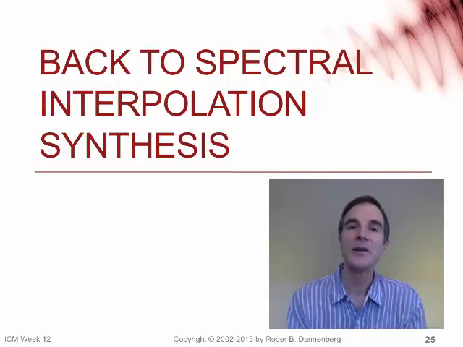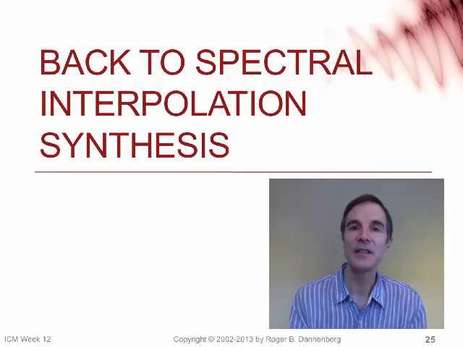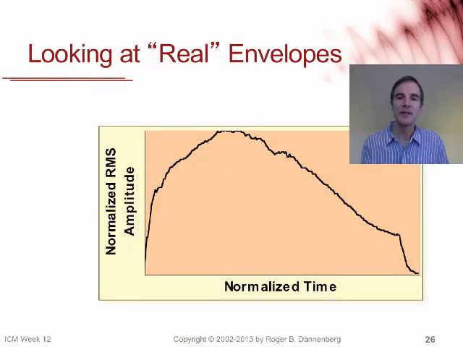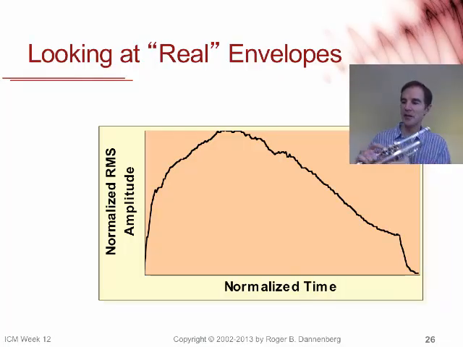So let's go back now to spectral interpolation synthesis and think about what all this means. Here is a typical example of the envelope of a tongued note on the trumpet. Tongued means that the note is articulated by stopping the air with the tongue and then releasing the air at the beginning of each note. So it's sort of like playing ta, ta, ta, and I can demonstrate that on a real trumpet.